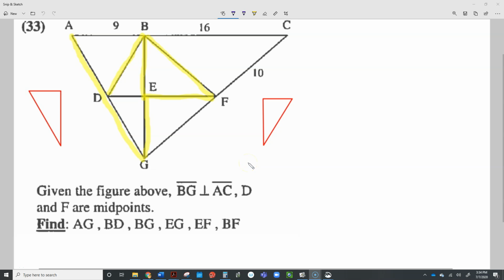Right, working on number 33 for the geometry final review worksheet. We start with this figure. I've highlighted all of the measurements that we need to find. Those are listed right down here.